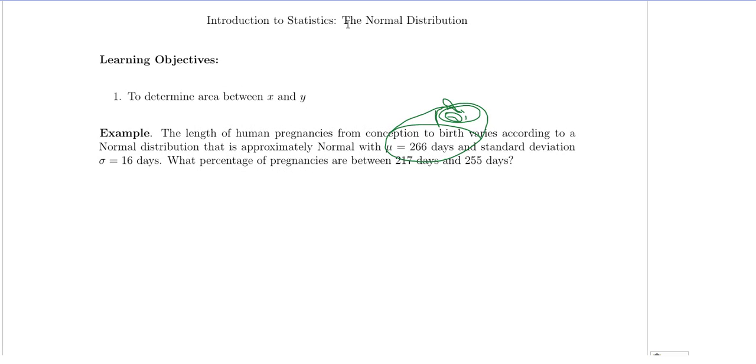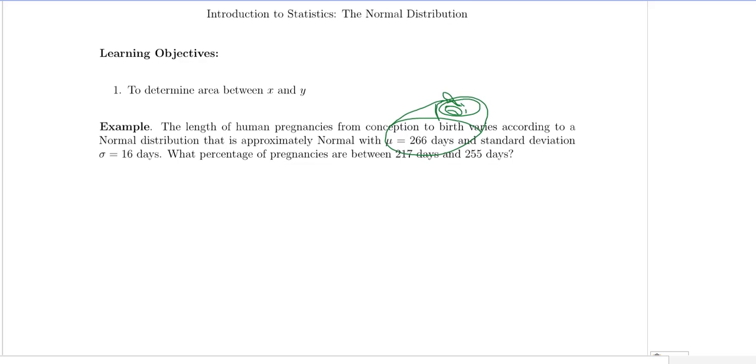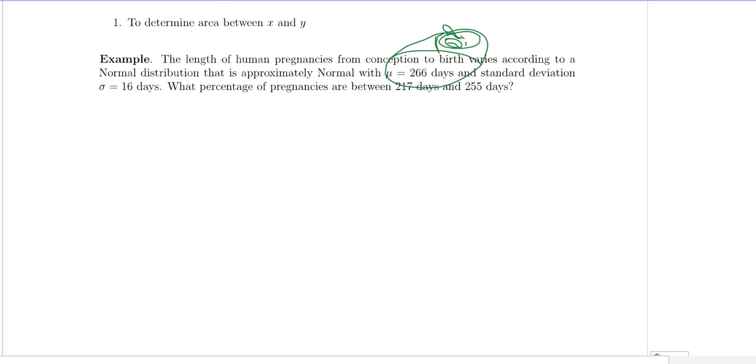Hello! In other videos we talked about the normal distribution, and in this video we'll concentrate on one specific example and show you how to solve something that you'll be encountering a lot, which is to determine the area between two values x and y. You'll see that a lot. It's a canonical normal distribution problem.